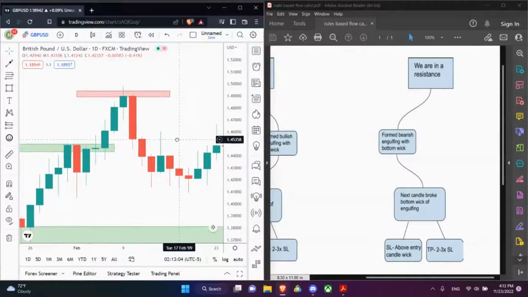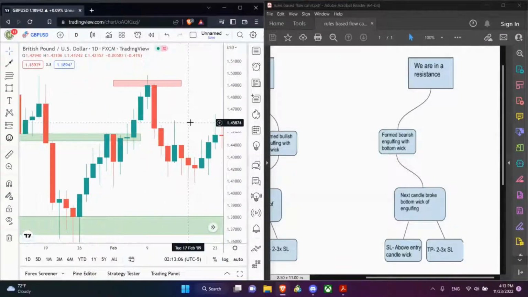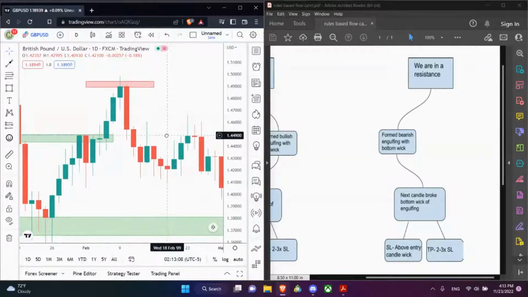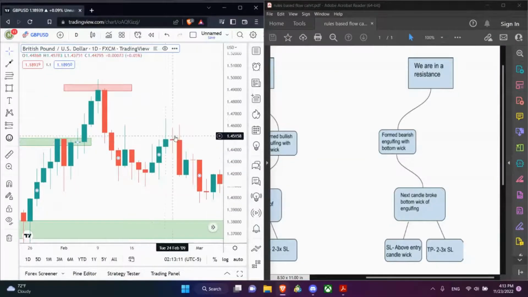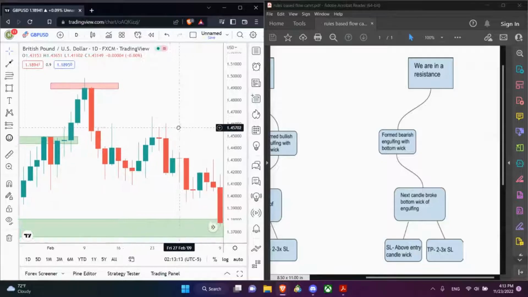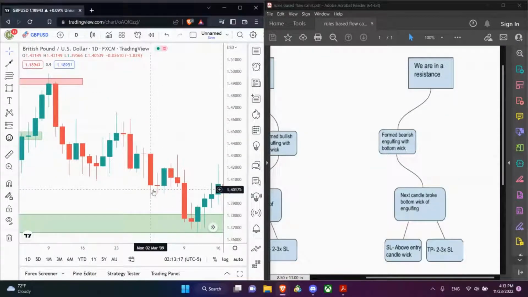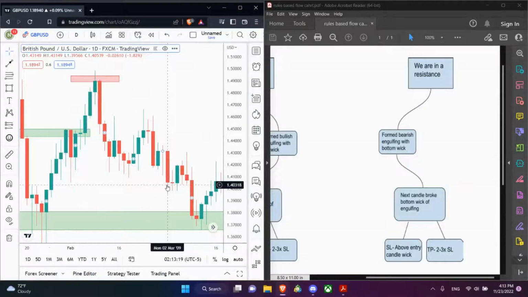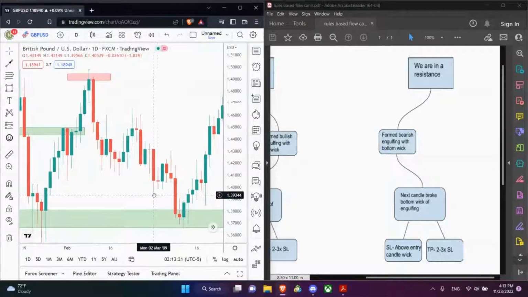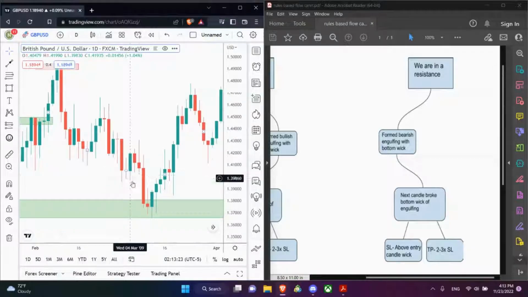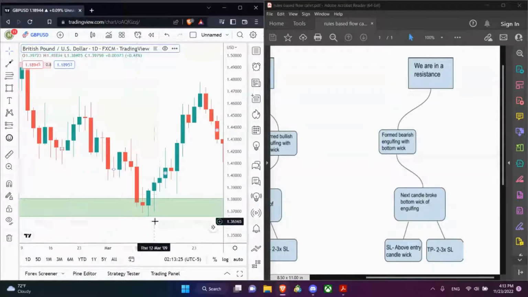All right, so moving on. Moving to the right, we see another resistance being formed right here. No engulfing candle though. No engulfing candles. And this one is not technically in the support. Okay, all right, so we enter the support right here.